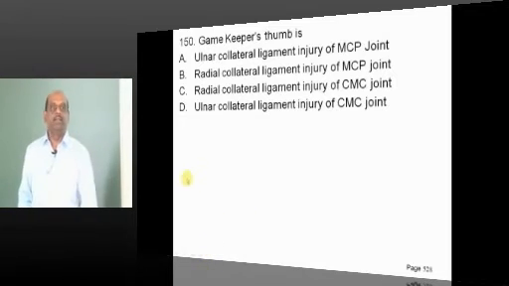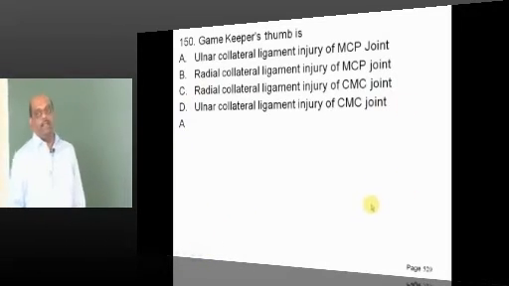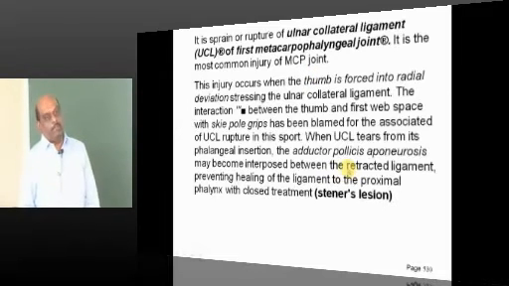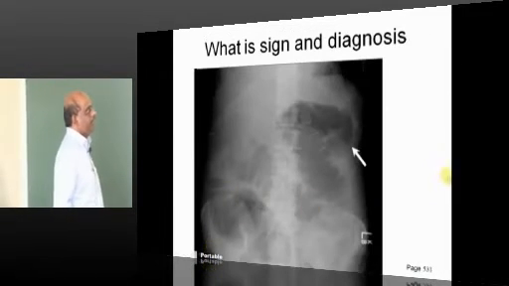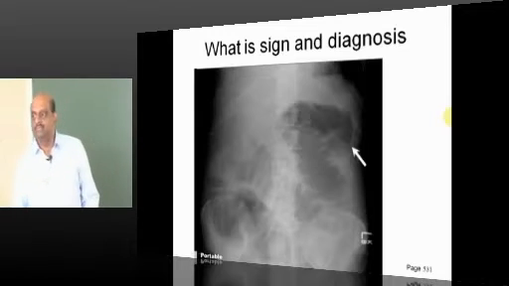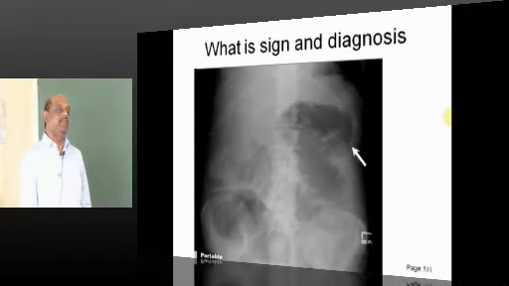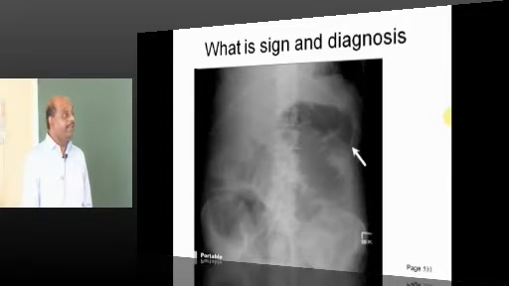Gamekeeper's thumb. What does it mean? A. Yes, sir. Ulnar collateral ligament injury of the MCP joint is what needs to be thought of. Okay, doctor, use your radiological acumen. You are given an abdominal radiograph. We have also pointed an arrow. Sentinel loop sign. Good. Pancreatitis.